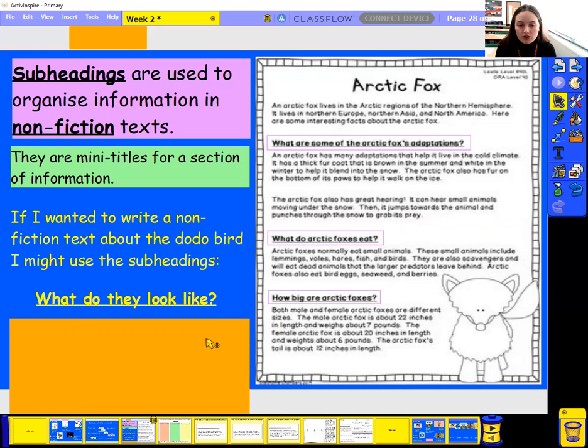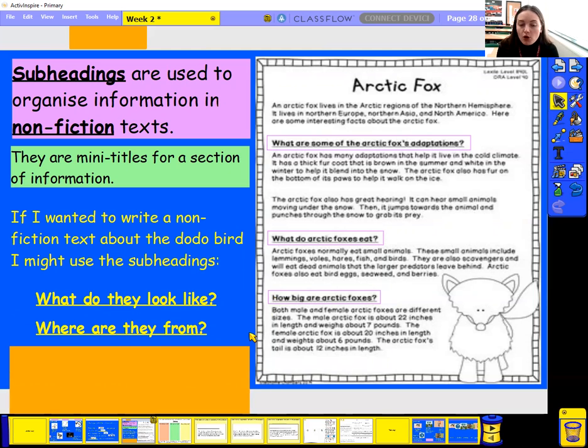So let's start with the first one. What do they look like? What do we know about how a dodo bird looks? What could we write underneath that subheading? Super quick, write it down on the piece of paper or whiteboard that you've got in front of you. What could we write in this section? Okay, you might have written something like, they have hooked noses, they were grey, they looked like turkeys. Anything like that would fit perfectly under this subheading. Well done if you got that right.